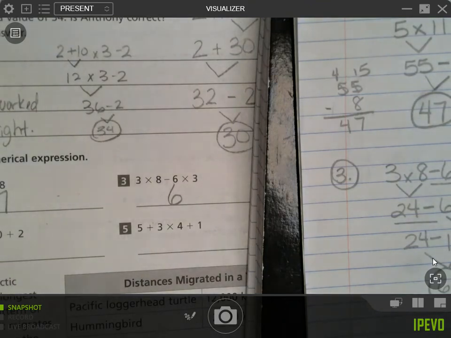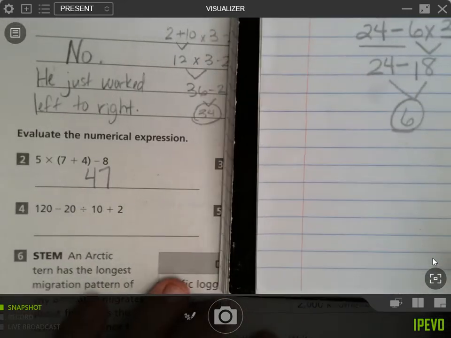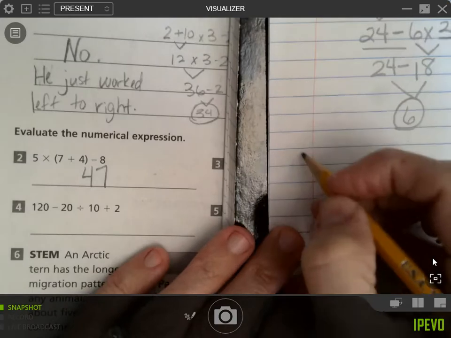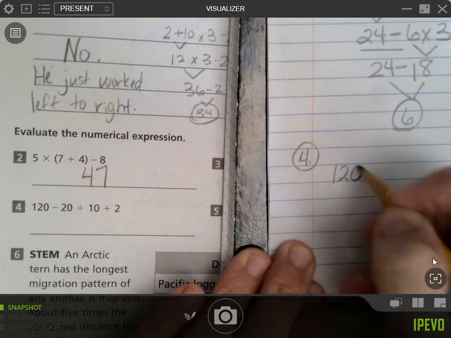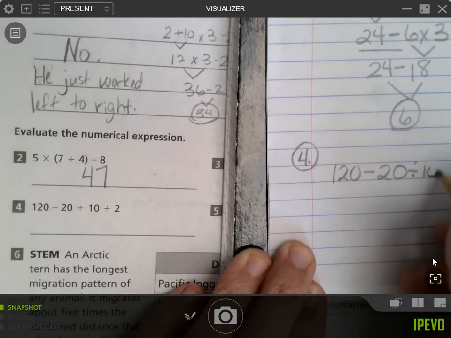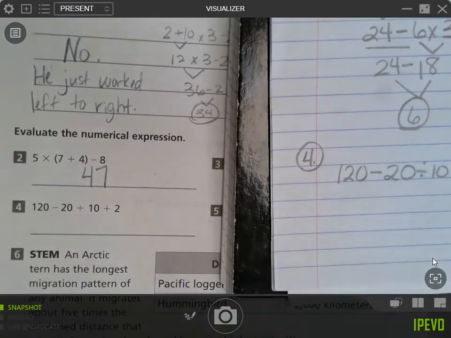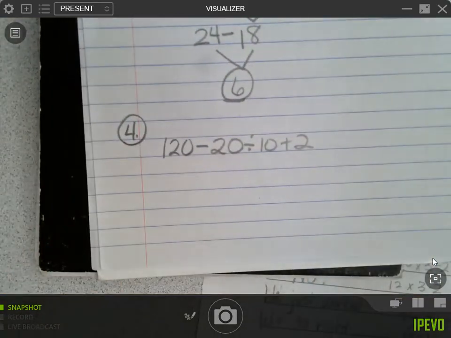All right. Problem number 4. Let's see if I can get it here. Problem number 4. 120 minus 20 divided by 10 plus 2. All right, so you can't see that very well. Let me move over here. Move my paper out of the way. Here we go. Order of operations.